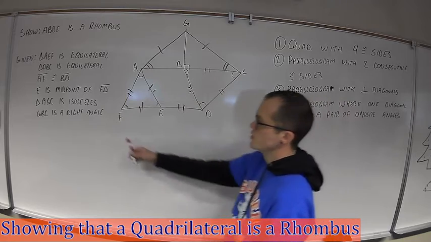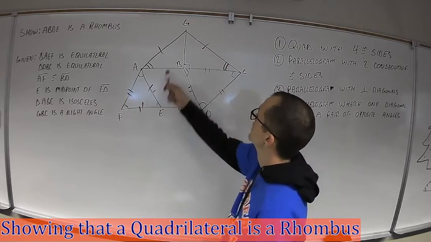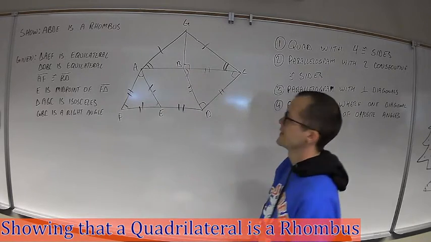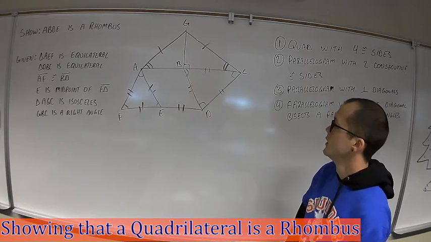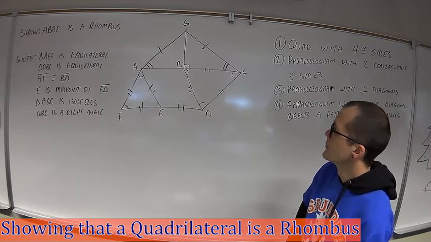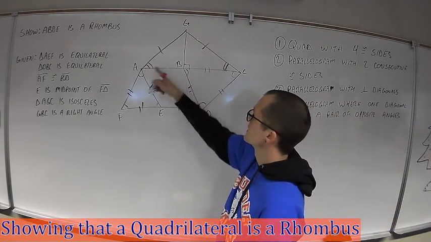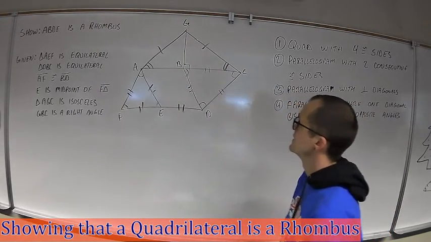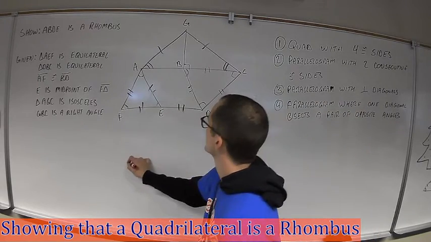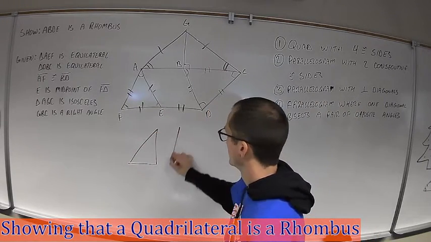And lastly, GBC is a right angle. Okay, it's already in there. Well, what do we know about? Let's look at our isosceles triangle here and see what we can see. Let's take those chunks out and look at them separately.